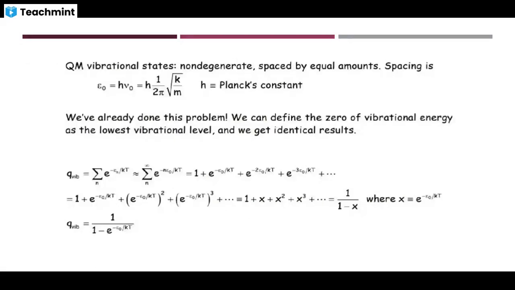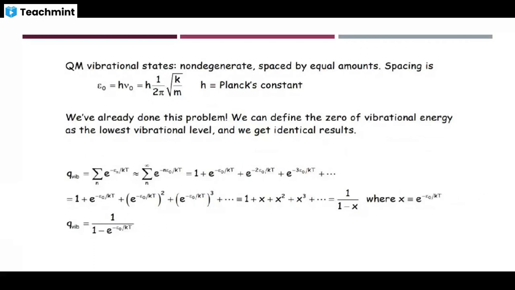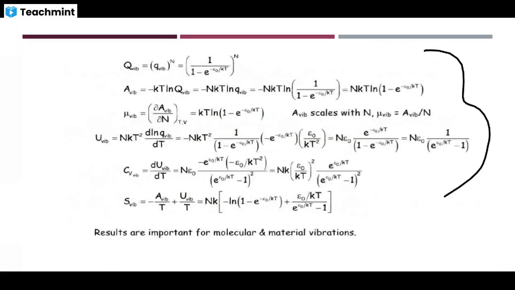Quantum mechanical vibrational states are non-degenerate, spaced by an equal amount. The spacing is h mu naught. This is from quantum mechanics. Mu naught is 1 by 2 pi root k by m, and h is the Planck constant. We already did this problem. We can define the zero of vibrational energy as the lowest vibrational energy level, and we get the identical result. If you do the mathematics, you get the same result. This is important for molecular and material vibrations.